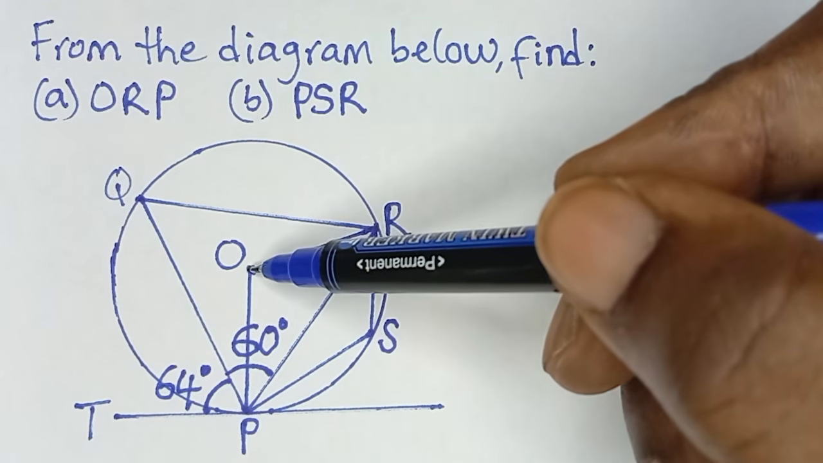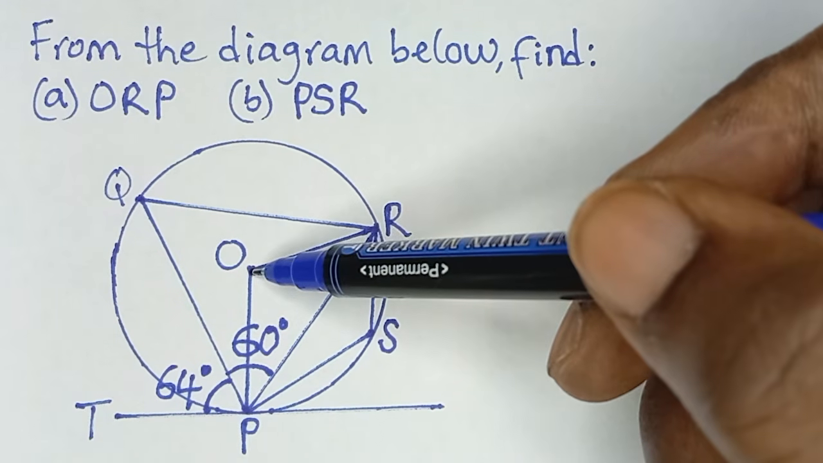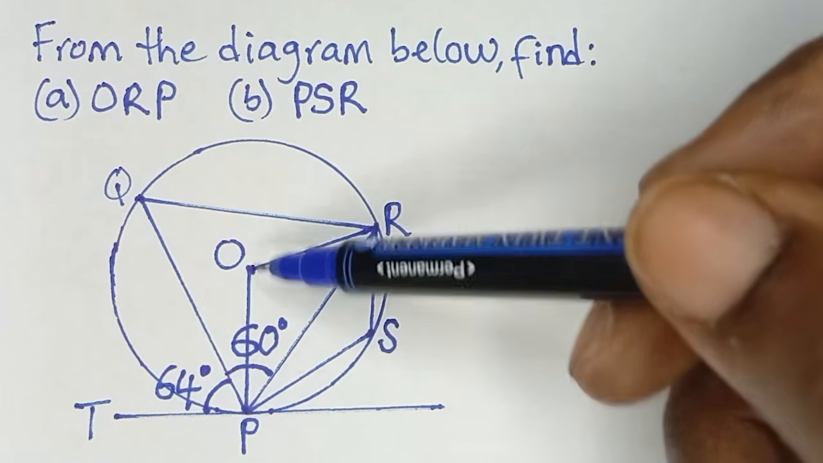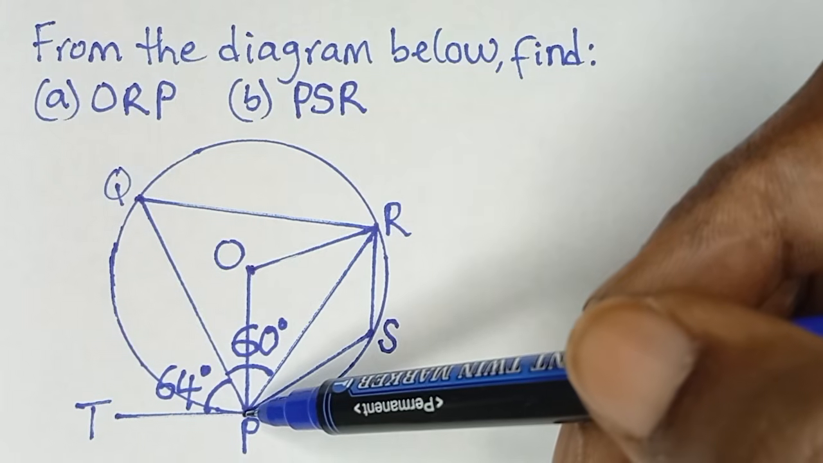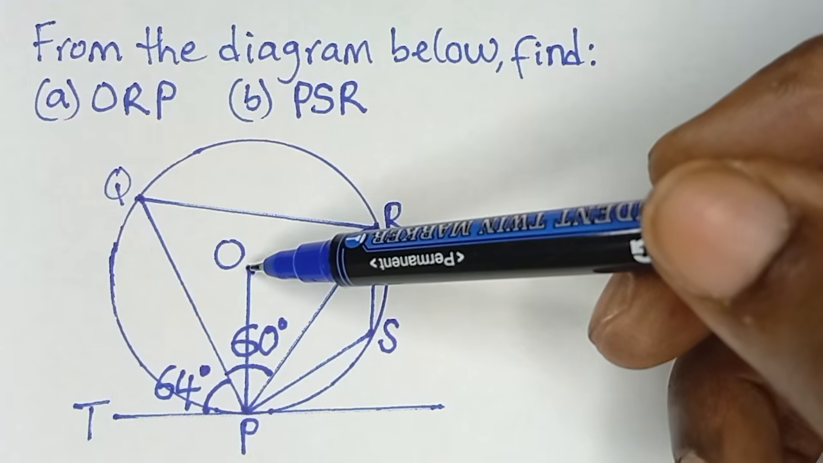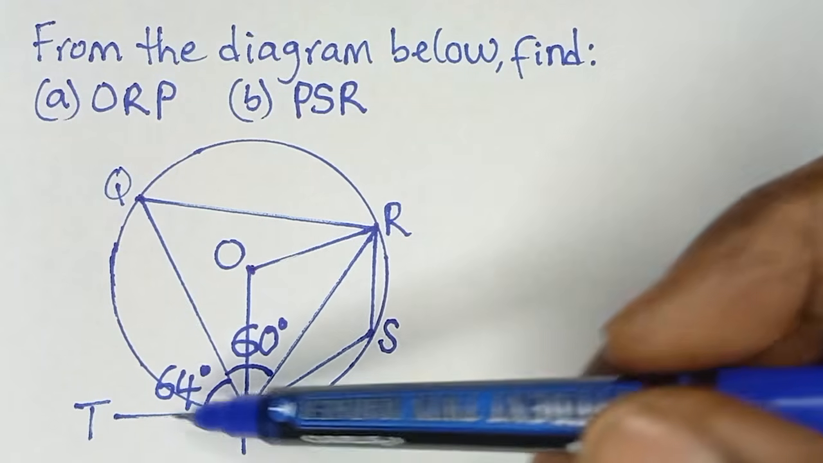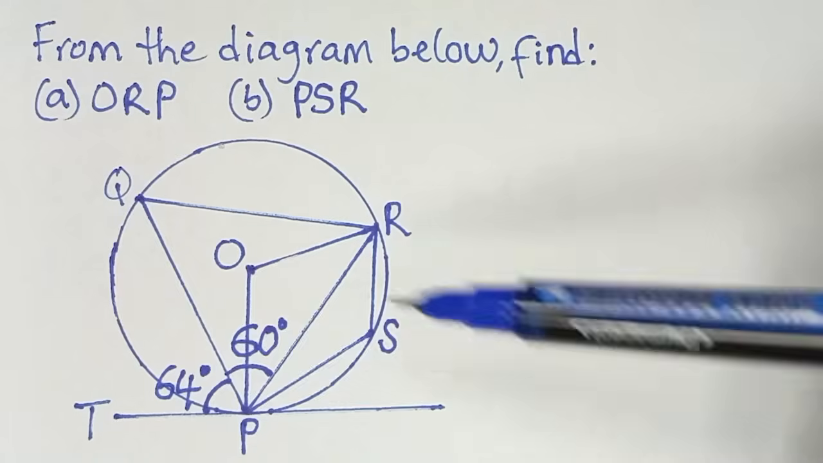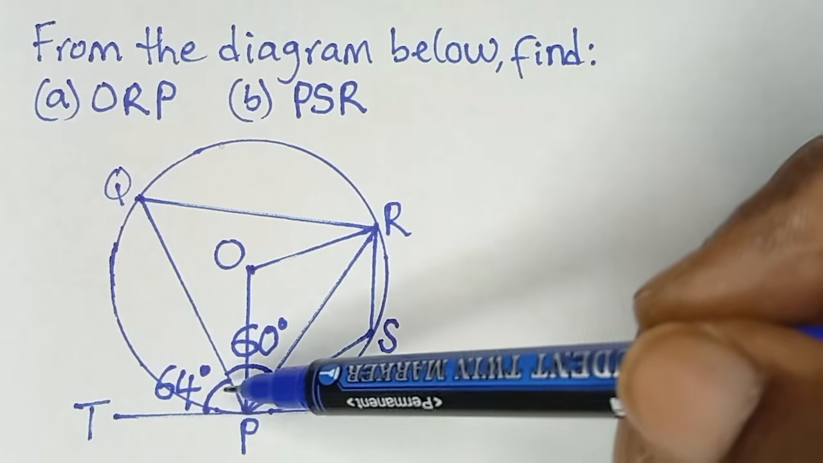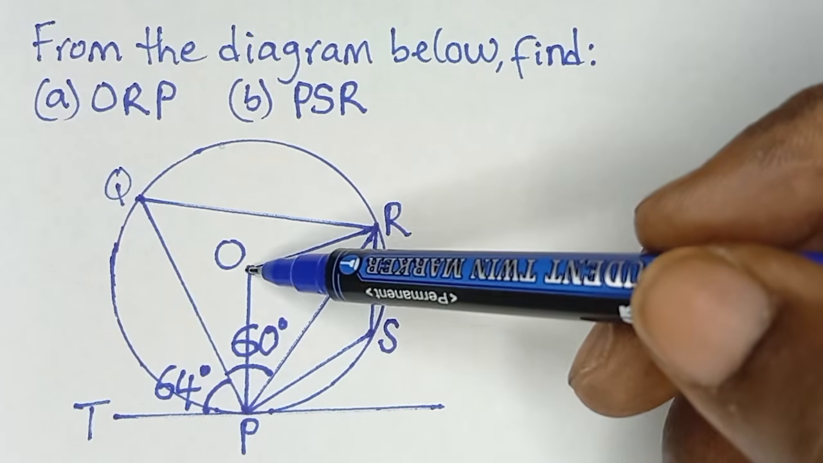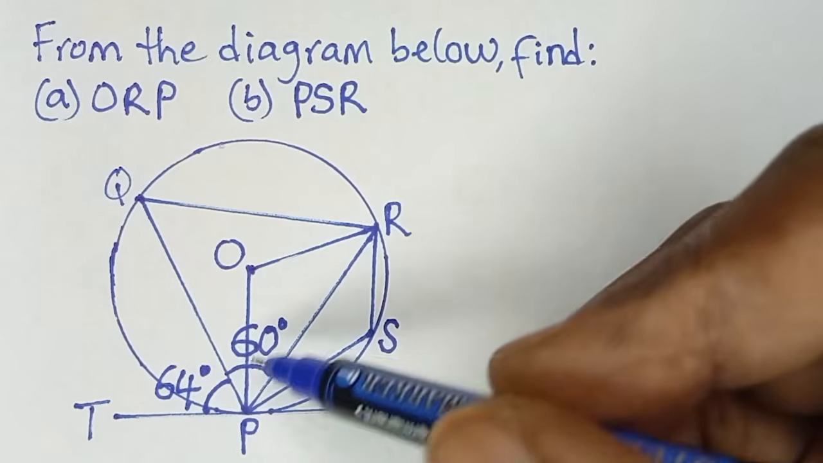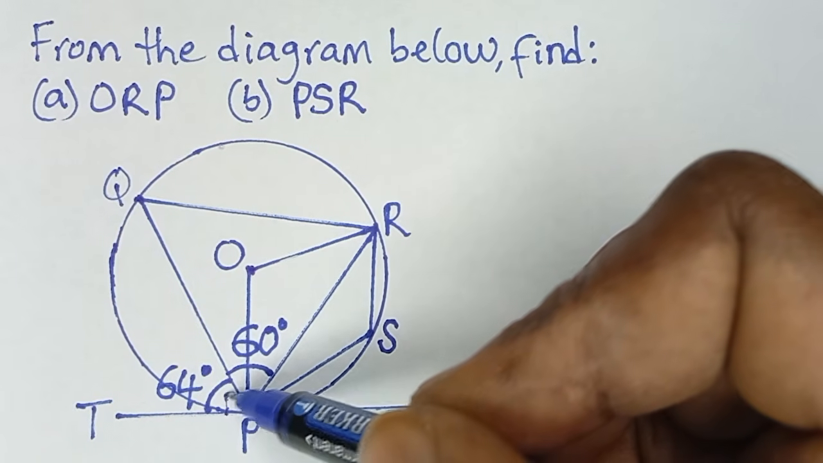Now, this is the center of the circle. And then from the center to the circumference is a radius. So this line is a radius. Any line from the center of a circle to the circumference of the circle is a radius. So anytime you have a radius meeting with a tangent, the radius and the tangent meet at a perpendicular angle. That means at 90 degrees. So this radius is meeting this tangent at 90 degrees. So the whole of this angle is 90 degrees.